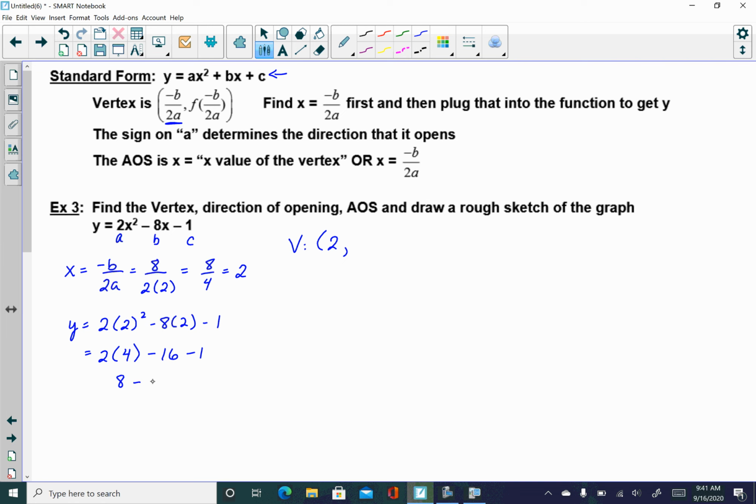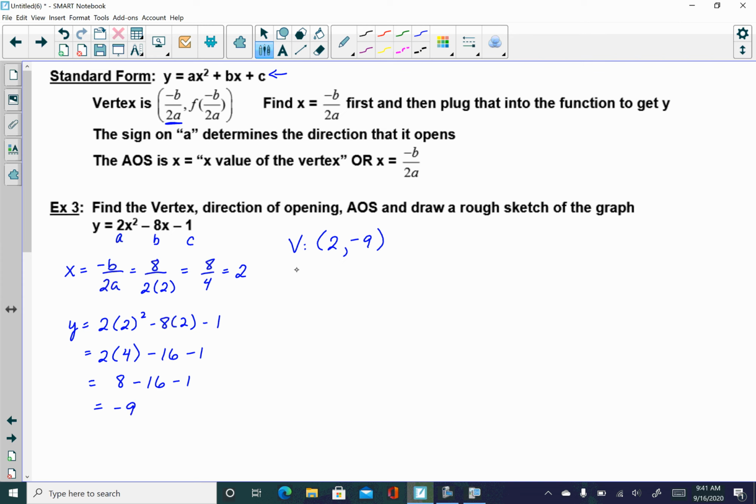Keep cleaning up, do your order of operations, 4 minus 16 minus 1. Then just go left to right, put it in your calculator, whatever works for you, but you should arrive at negative 9. So I have a vertex at 2, negative 9.